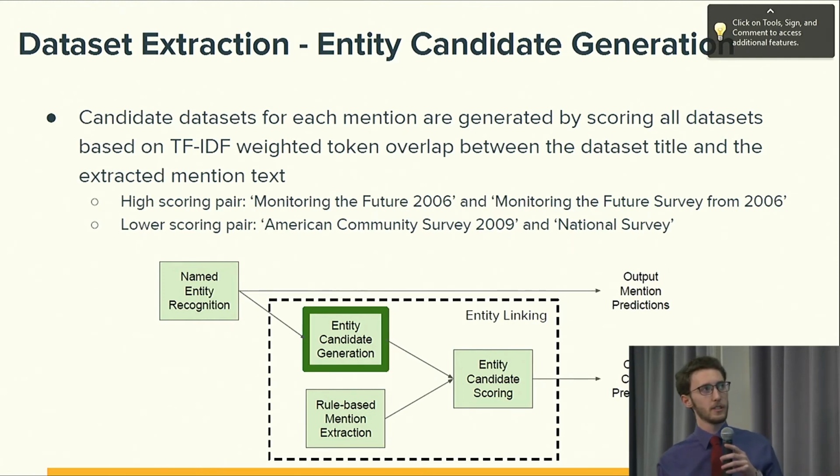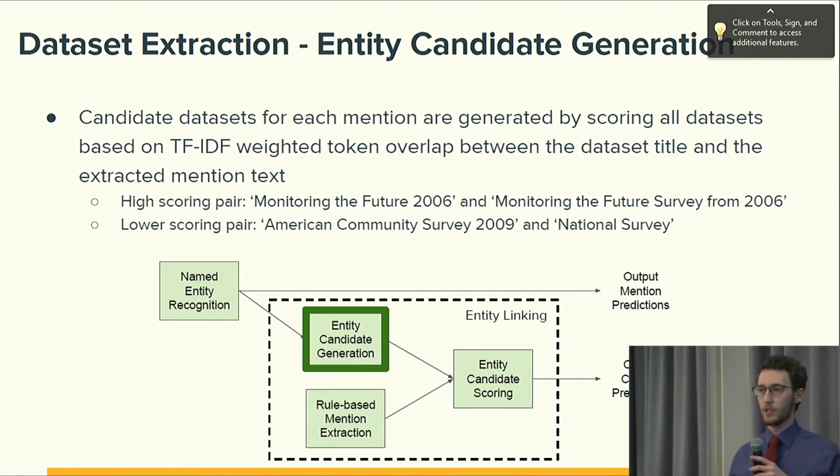A couple examples here. So monitoring the future 2006, monitoring the future survey from 2006 scores highly because there are 4 words in common, and monitoring, future, and 2006 are all fairly rare. Whereas American Community Survey 2009 and National Survey would score lowly because even though there is a word that overlaps, it's a really common word and appears in probably half of the dataset titles.